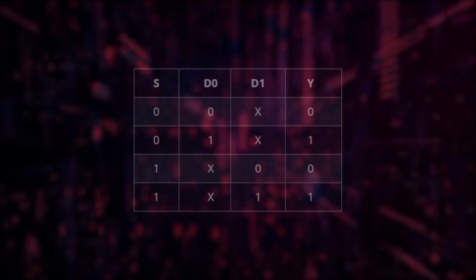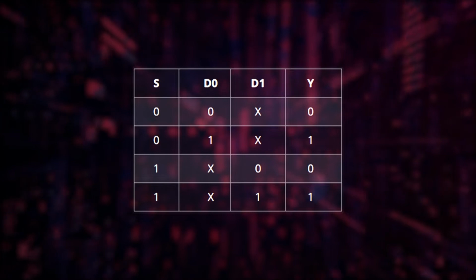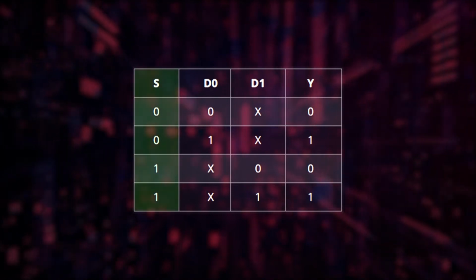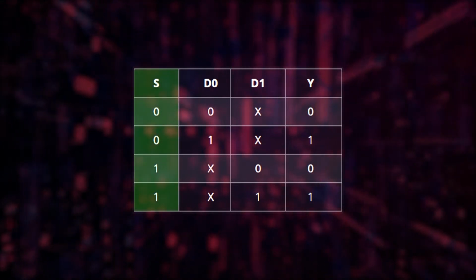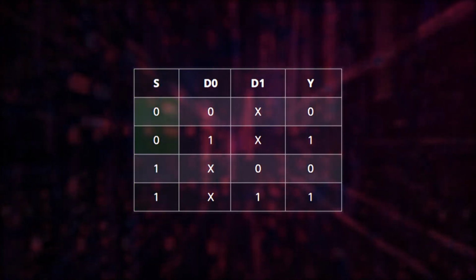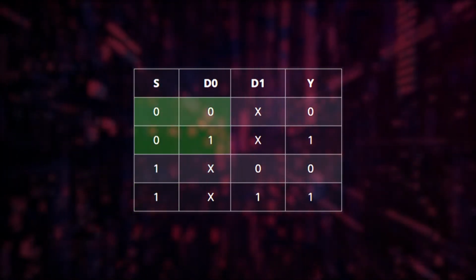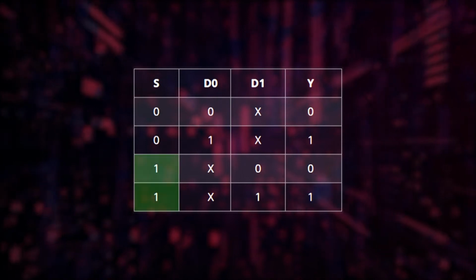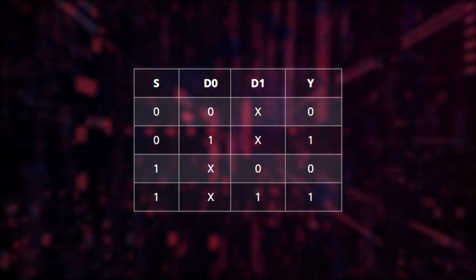Look at the truth table of 2 by 1 multiplexer. Depending on the value of the select input, the output is produced. The value of S decides which data line is to be connected to the output. If S equal to 0, the value of D0, and S equal to 1, the value of D1 is at the output.